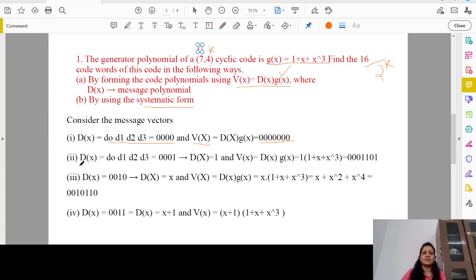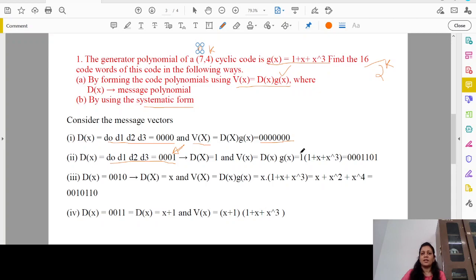And if I consider another combination 0, 0, 0, 1, we can see that the coefficient of x power 0 is equal to 1. But the coefficient of x square and the coefficient of x cube are equal to 0. Therefore, d of x can be rewritten as x power 0, because the coefficient of x power 0 is equal to 1. And x power 0 is nothing but 1. Therefore, my d of x is equal to 1. So generation of the code is nothing but multiplying this d of x with the generator polynomial g of x.